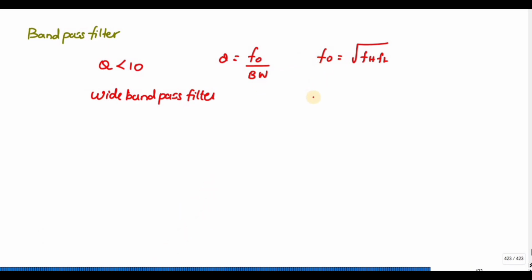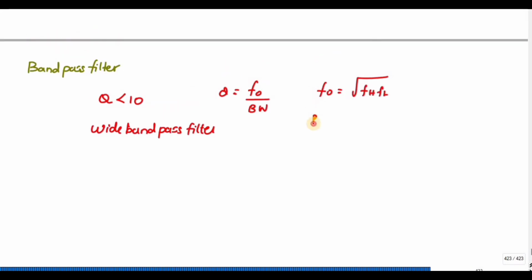Bandwidth, we know the formula, right? Bandwidth is nothing but FH minus FL, where F naught is your central frequency, which is the root of FH into FL. Okay. So now let us discuss the wideband pass filter.